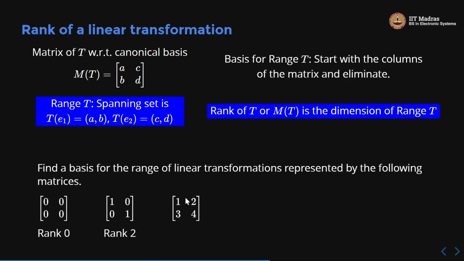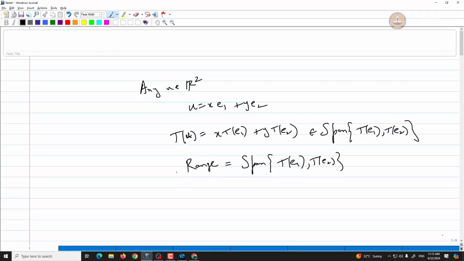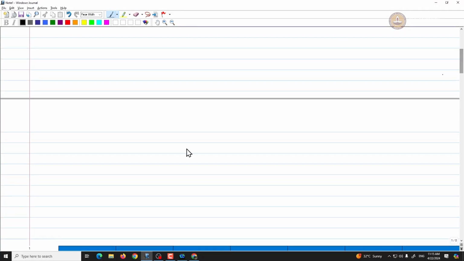Here's another example, where you have 1, 3 and 2, 4. Here you may have to eliminate a little bit just to be sure. Maybe the answer is clear to you, and you know already what will happen if I eliminate. So you can put down 1, 3 and 2, 4. This is row 1 and row 2. What do you do for row 1? Row 1 you keep as it is.